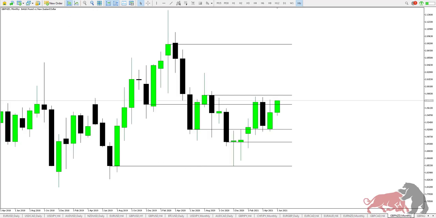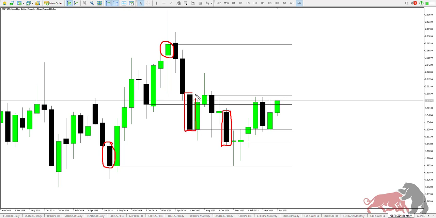Now watch the magic happen. This is the magic now. See, this was a turning point. It's our last up close candle. This was a turning point. It's our last down close candle. This was a turning point. Our last down close candle.